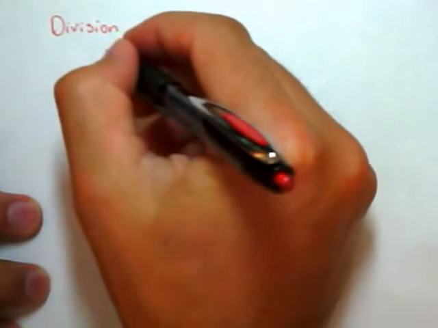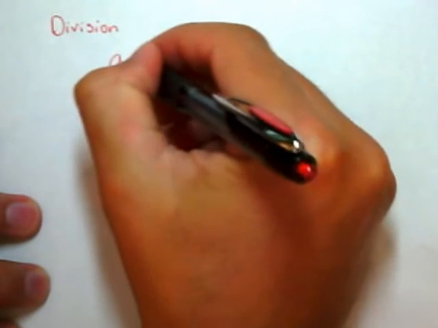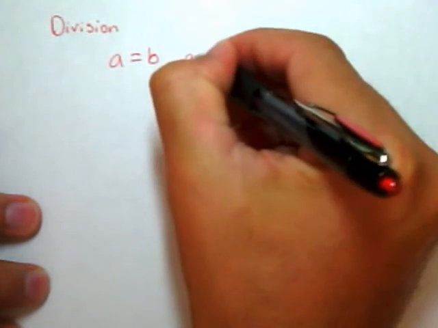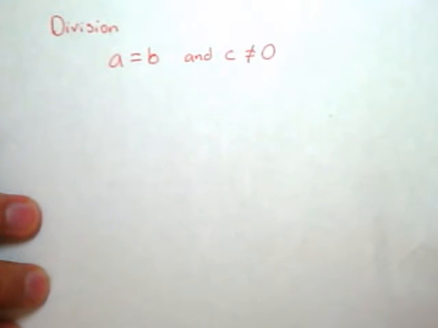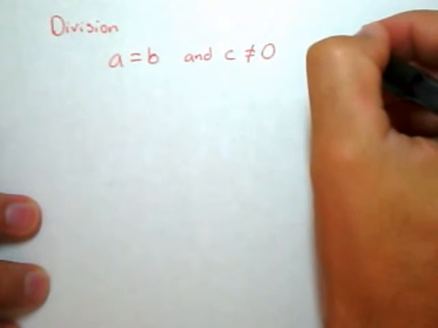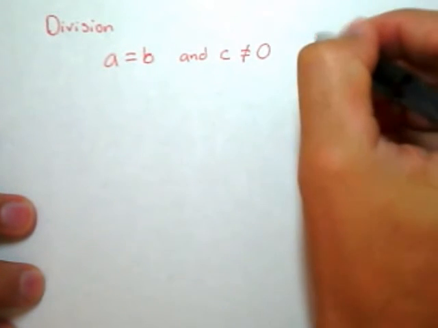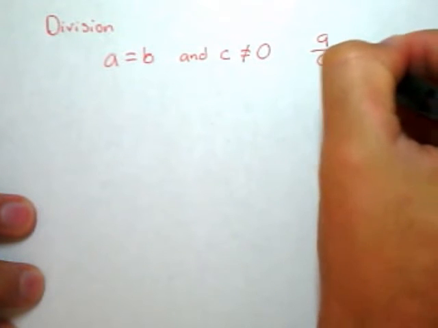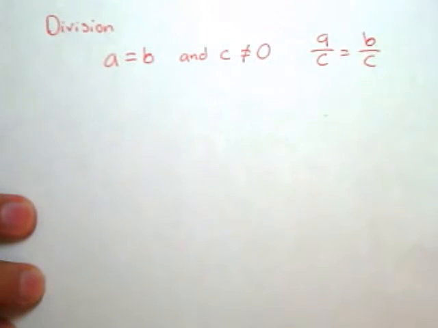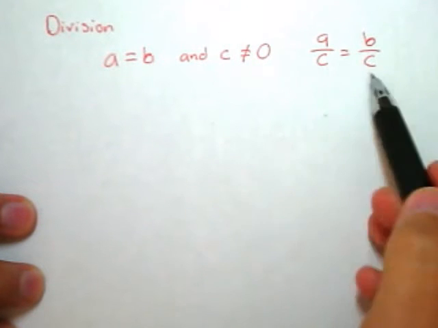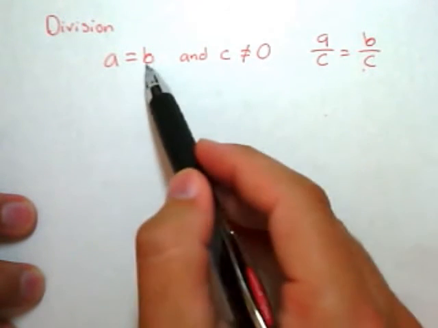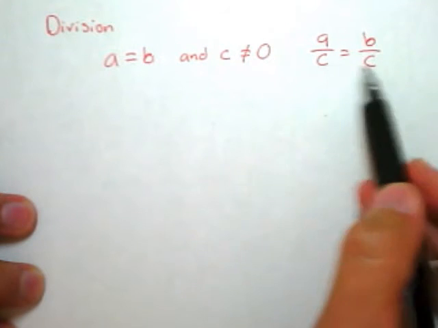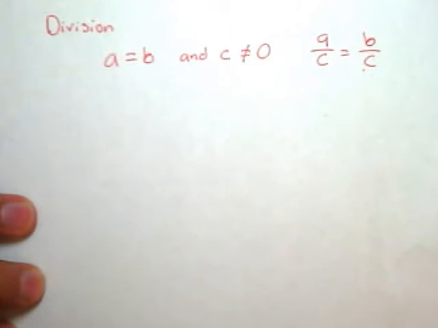For division, we know we're going to add a little something extra. If A equals B and C cannot equal 0, you're going to see why in a little bit. So knowing that, A over C equals B over C. The reason C cannot equal 0 is because if it were 0, it would be undefined, and we can't have answers that are undefined. So we just say that A equals B and C cannot equal 0.